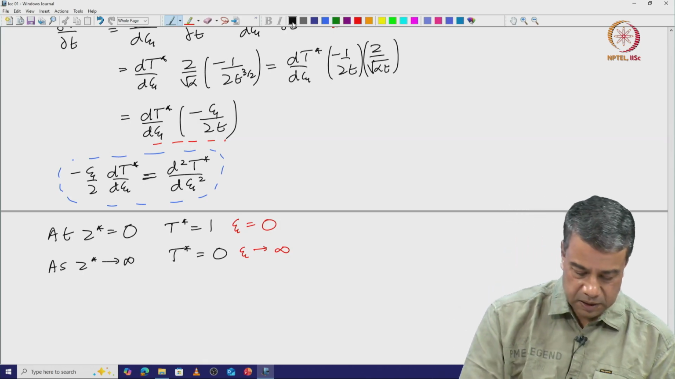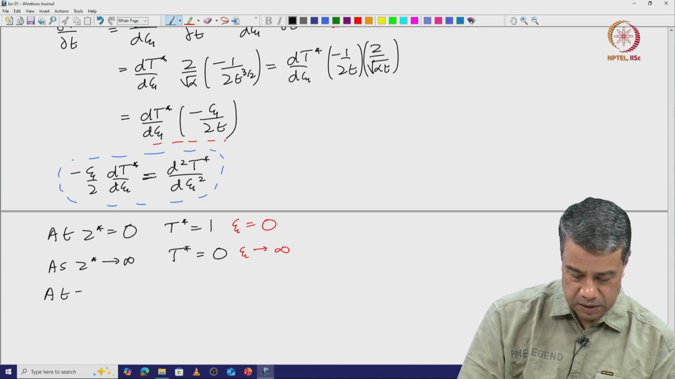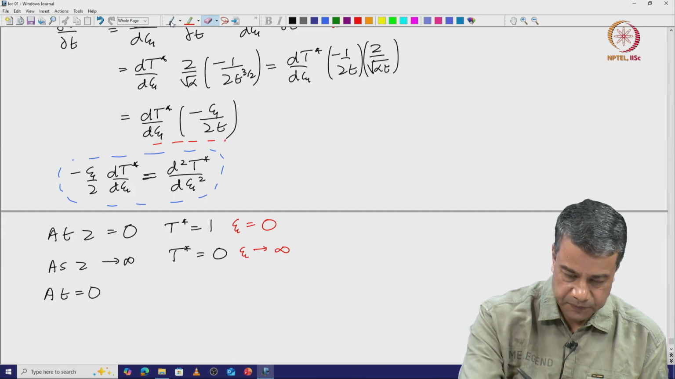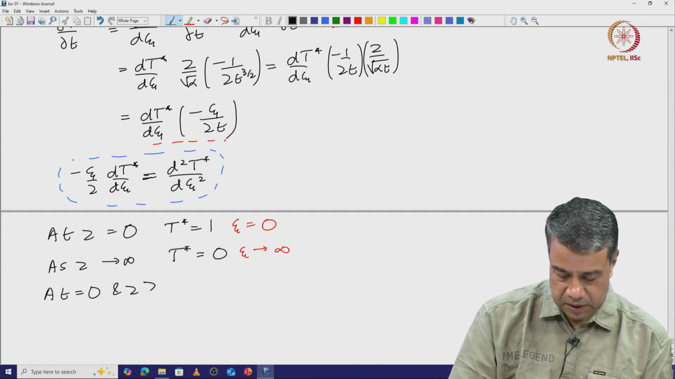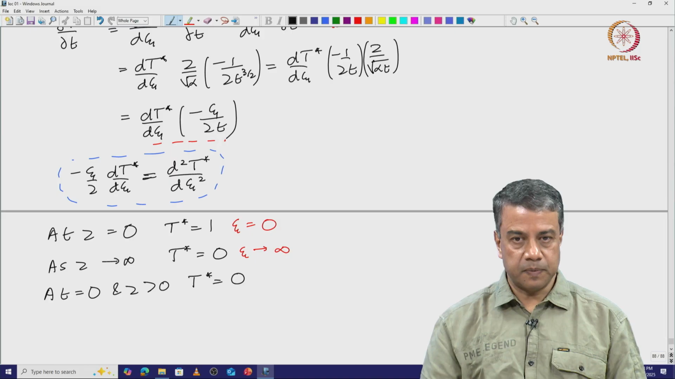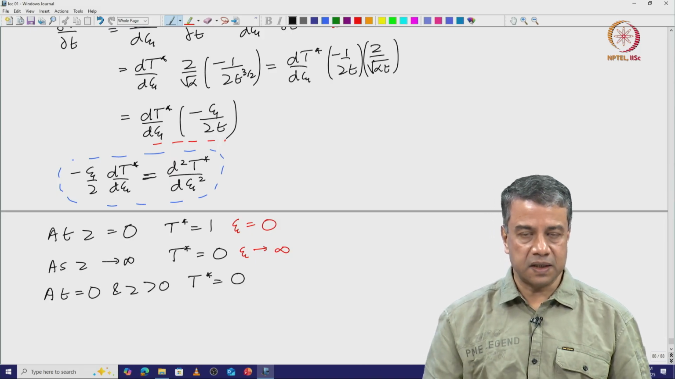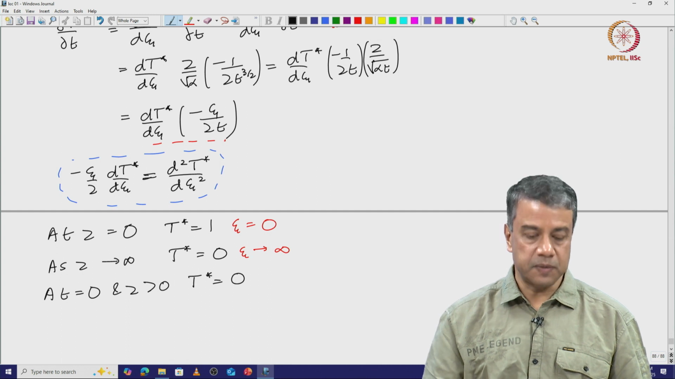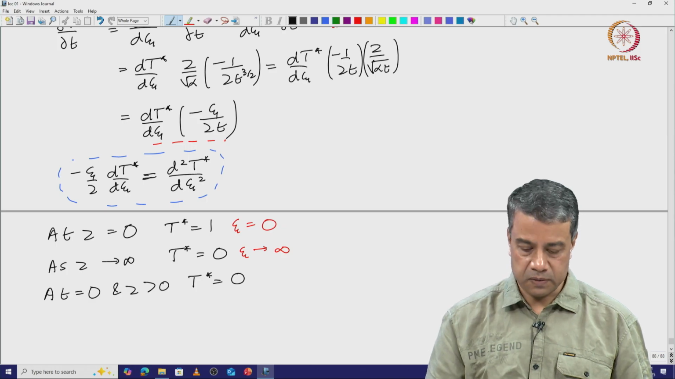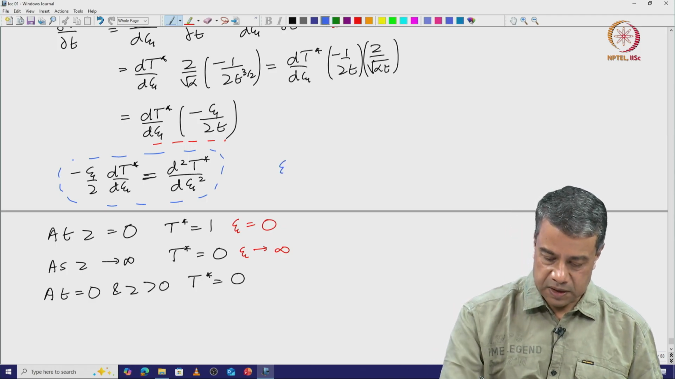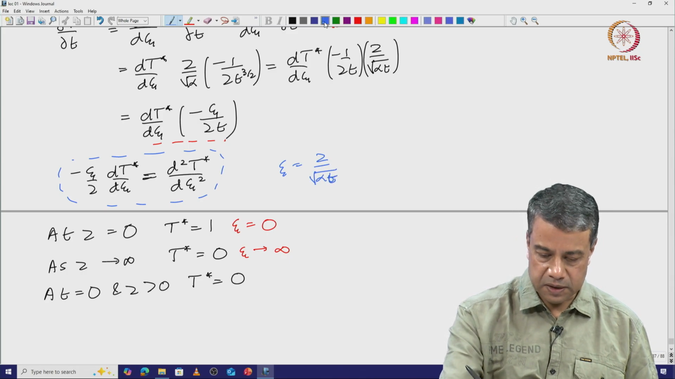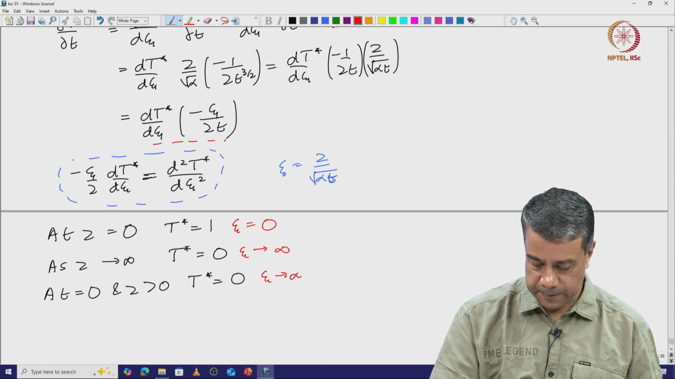Initial condition at t equal to 0. I am sorry, it is not z star, this is just z, and z greater than 0, we get T star is equal to 0. That is the initial condition. Anywhere above the plate at t equal to 0, when the heating has just been switched on, temperature has to be equal to 0. Note that psi is equal to z by root alpha t. So, z greater than 0 and t equal to 0 basically corresponds to psi going to infinity.